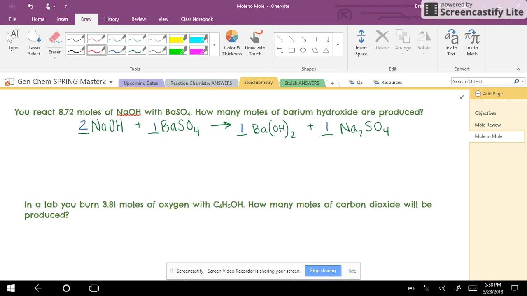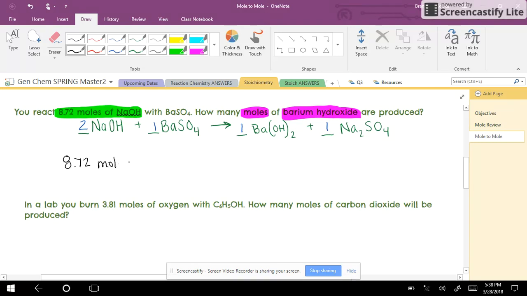Okay, so we start this just like we would any other mole problem. We identify what the question gives us, and that's going to be, in this case, 8.72 moles of NaOH, and we identify what the question wants us to get. Where do we want to be in the end? And for this question, it's moles of barium hydroxide. So those are the two most important things, and we start with what we know. So I'm just going to write down 8.72 moles of NaOH, and I'll draw my chart.